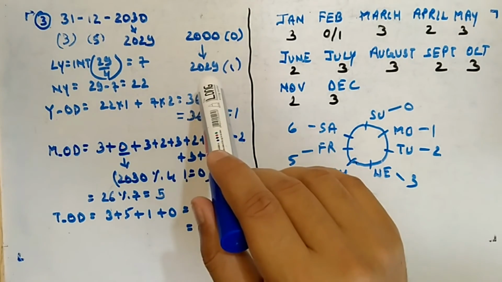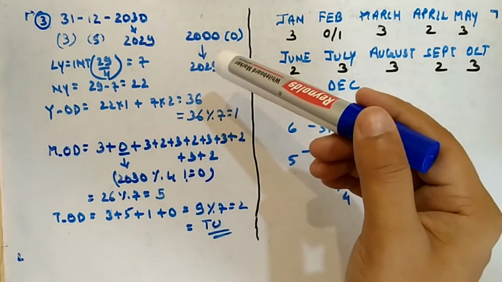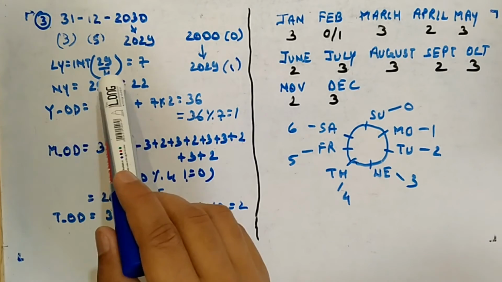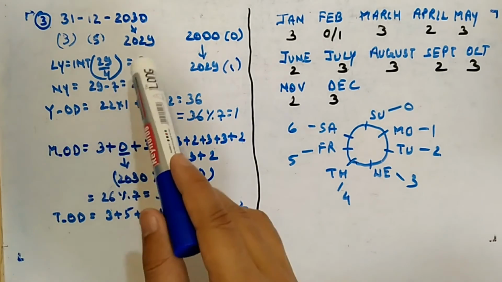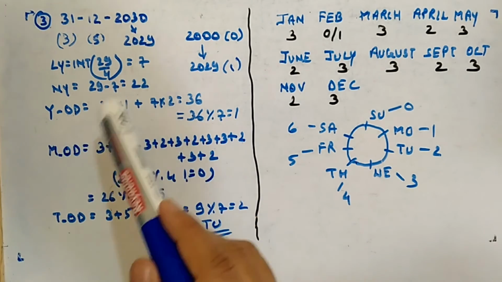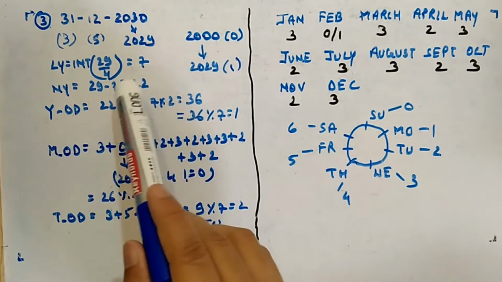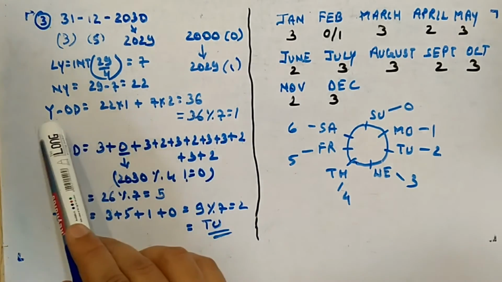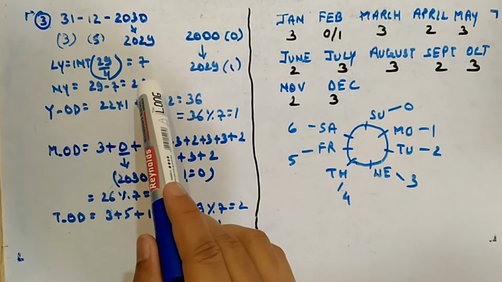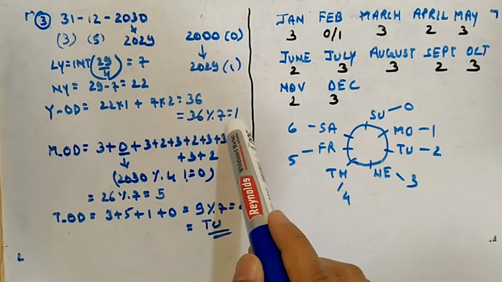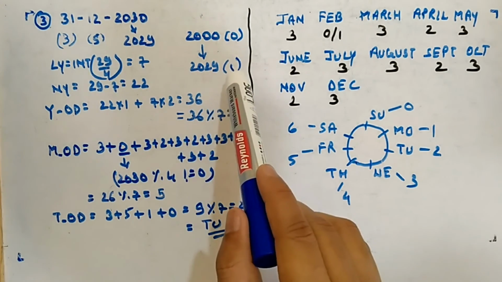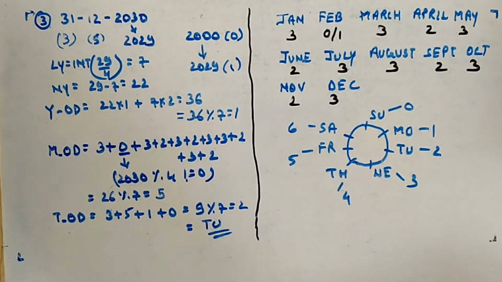From 2000 to 2029, there are 29 years. So 29 divided by 4, the integer part will be 7. 4 into 7 is 28, so that is the integer part. So 7 leap years. Normal years will be 29 minus 7, that is 22. So year odd days will be 22 into 1 plus 7 into 2 equal to 36. 36 modulo 7 is 1. So 1 odd day you will have here.